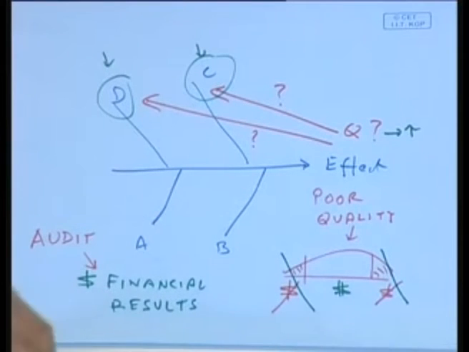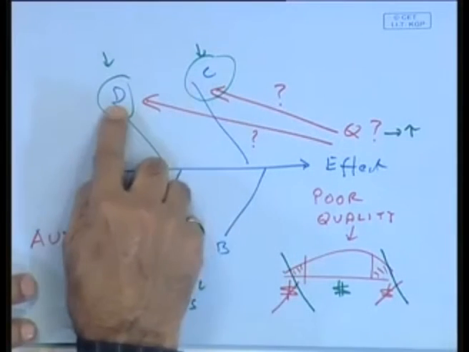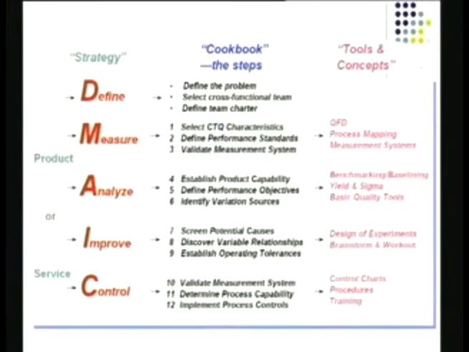Once I have discovered the best settings for C and D, I have to make sure that the plant uses those settings. And for that, I've got to have this control step. And the control step basically says, again, please validate your measurement system. Make sure measurement errors do not clutter up things.